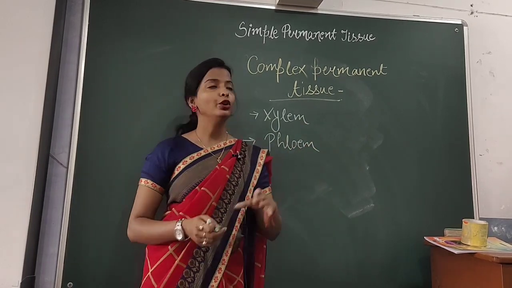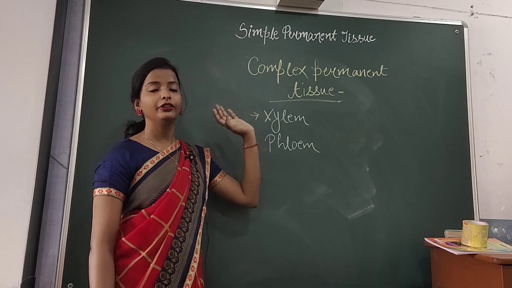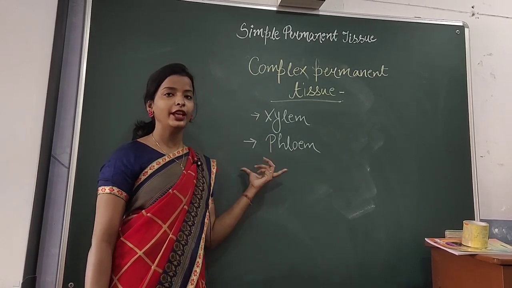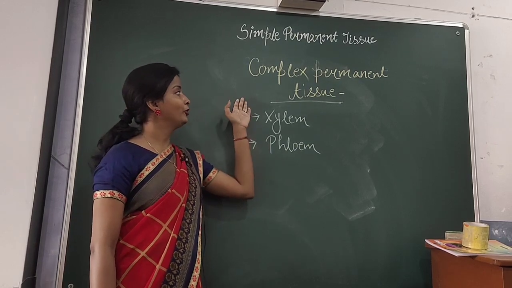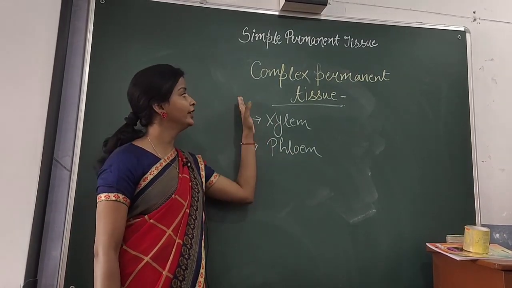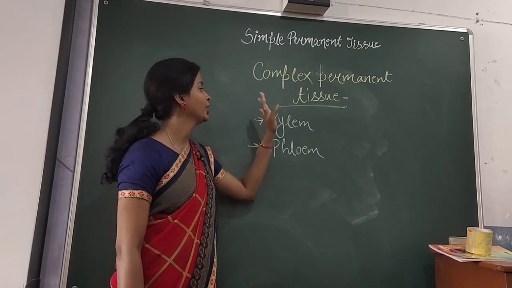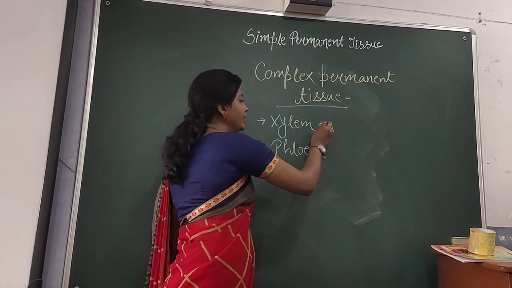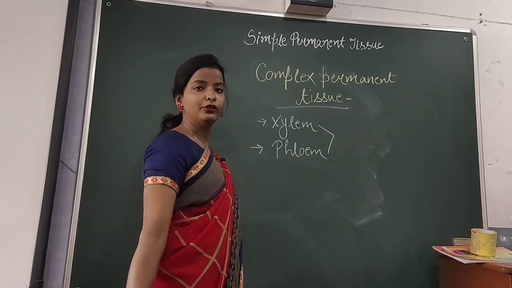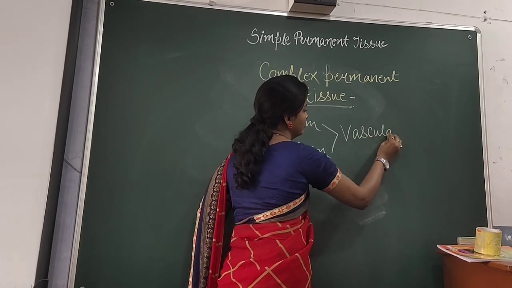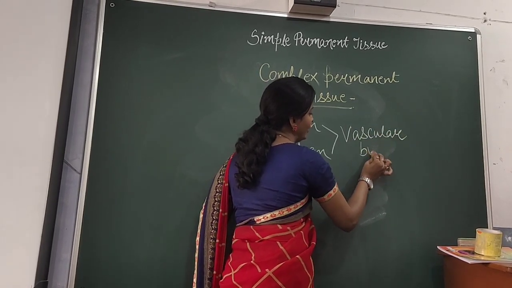As I have already told you the difference between complex and simple permanent tissue, that the simple permanent tissues are having the same functions, but the complex permanent tissue, they are having one or more different functions. So that is why they are termed as complex permanent tissue. Now it is of two types, xylem and phloem. Now they are together known as vascular bundles of the plant. What they are known as? Vascular bundles.